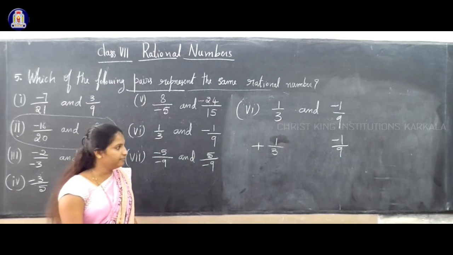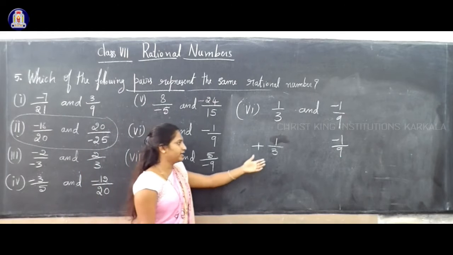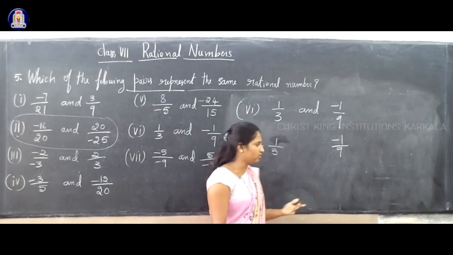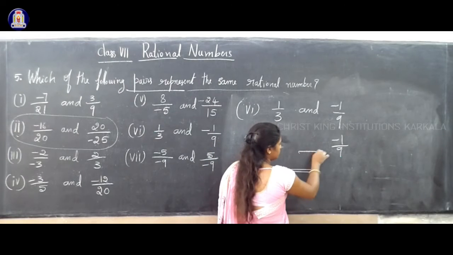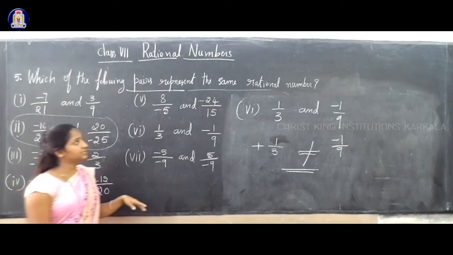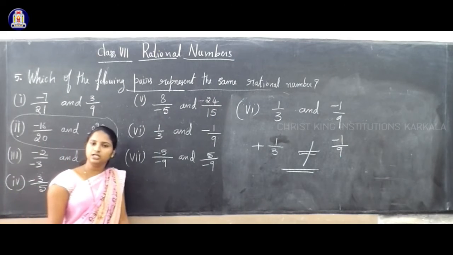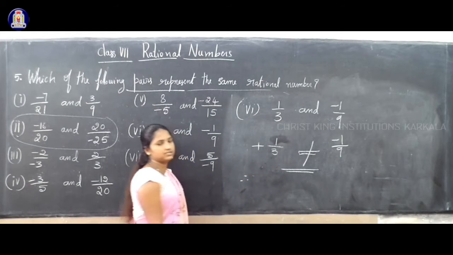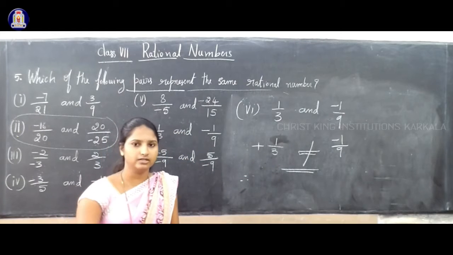Is it the same or not? The rational numbers are different, isn't it? So 1 by 3 and here the number is 1 by 9. They are not equal, they are not the same. So you can write like this: they do not represent the same rational number. Therefore, we can write they do not represent the same rational number.